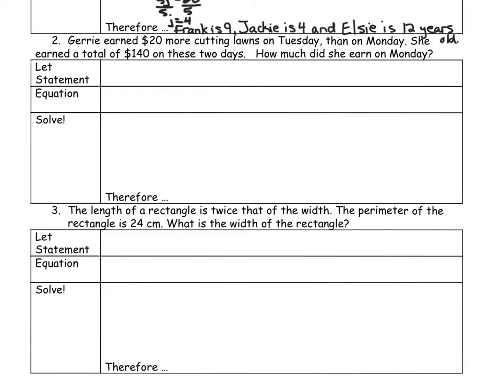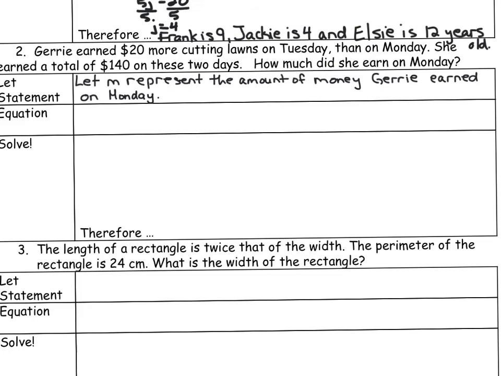So let's look at the next question. It says, Jerry earned $20 more cutting lawns on Tuesday than on Monday. She earned a total of $140 on these 2 days. How much did she earn on Monday? So again, go back, unpack what this is telling you. So we know that she earned $20 more on Tuesday, but we don't know how much she earned on Monday. And so since we've been given a clue about Tuesday based on Monday, we're going to use Monday as our variable. So our let statement is going to be, let M represent the amount of money Jerry earned on Monday.